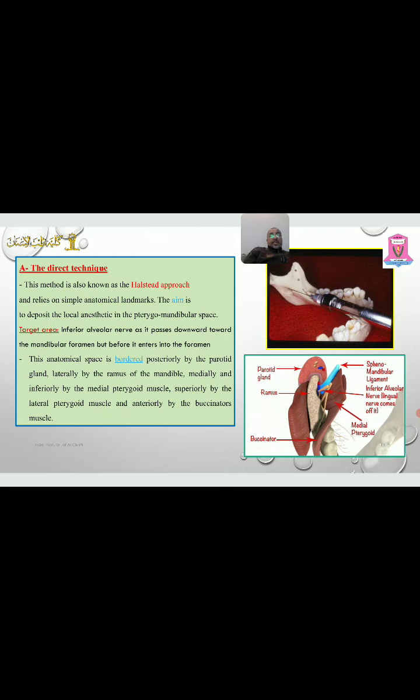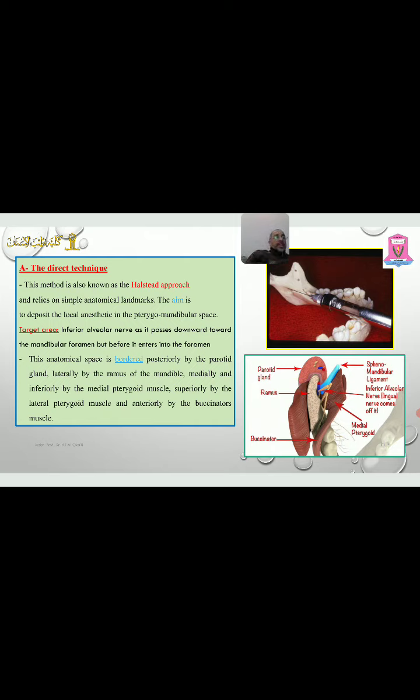A direct technique, this method is also known as the Halstead approach and relies on simple anatomical landmarks. The aim is to deposit the local anesthetic in the pterygomandibular space, the target area of the inferior alveolar nerve, as it passes downward toward the mandibular foramen but before it enters the foramen. This anatomical space is bordered posteriorly by the parotid gland, laterally by the ramus of the mandible, medially and inferiorly by the medial pterygoid muscle, superiorly by the lateral pterygoid muscle, and anteriorly by the buccinator muscle.